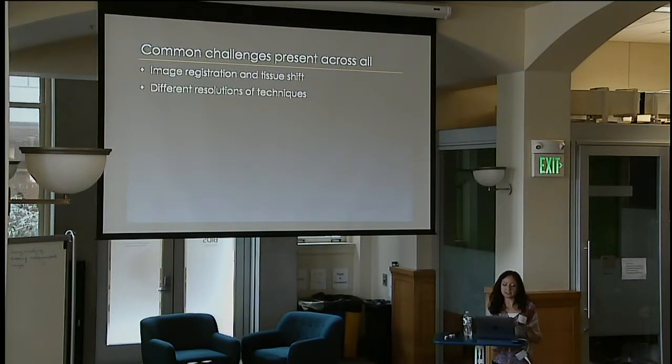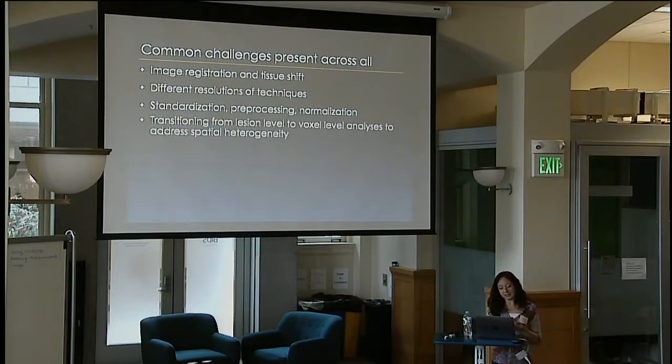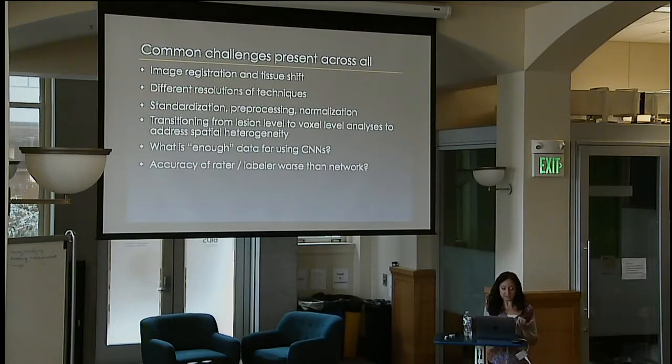We have different resolutions of techniques. We have standardization across different sites, pre-processing, how to normalize. You have to transition from lesion level to voxel level analyses in order to address spatial heterogeneity. How do you determine what's enough data to use in a CNN? Is the accuracy of the rater or labeler worse than the network?